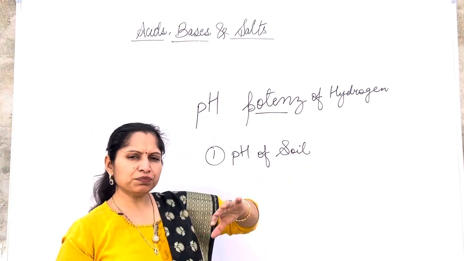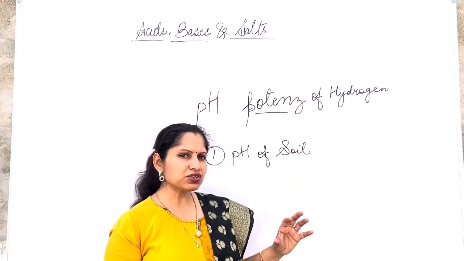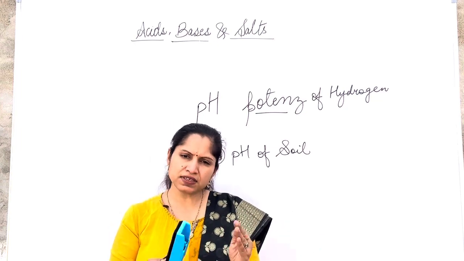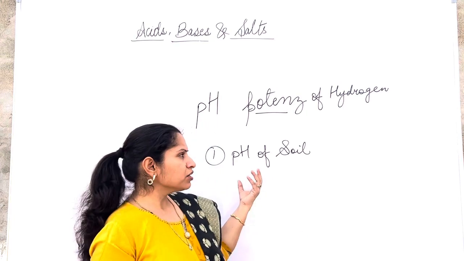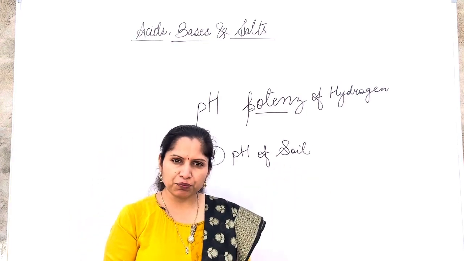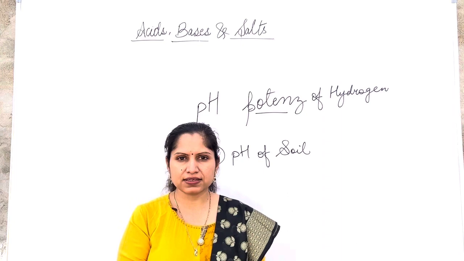The soil should be having a particular pH. That value is not mentioned in the book, but somewhere around 6 to 8. Okay, this value is not given in the book, so you need not memorize that. So the pH of the soil should be appropriate for the growth of plants.